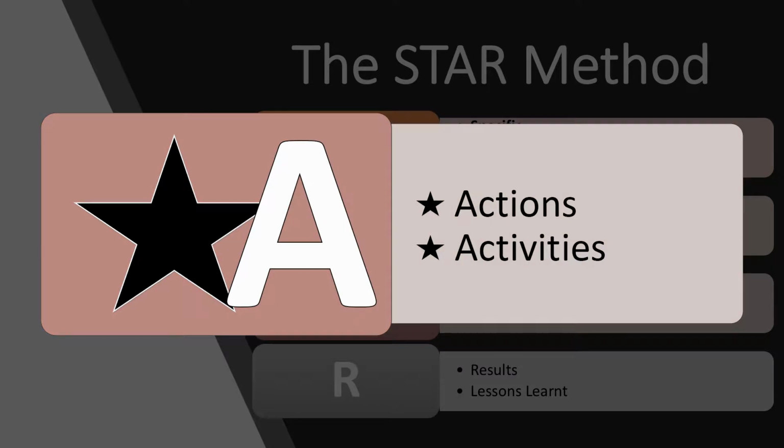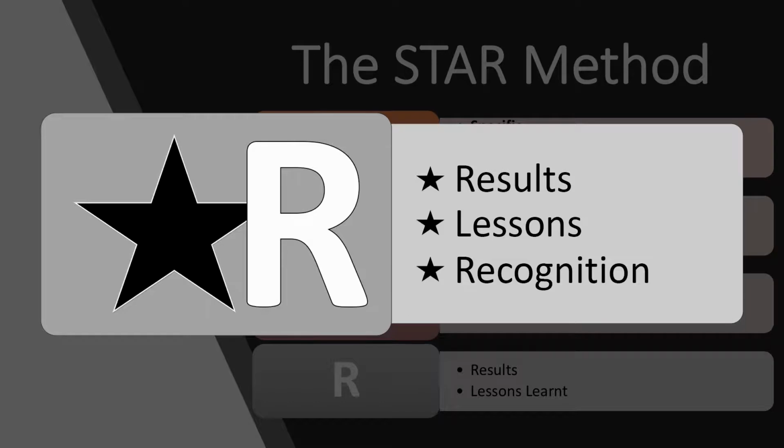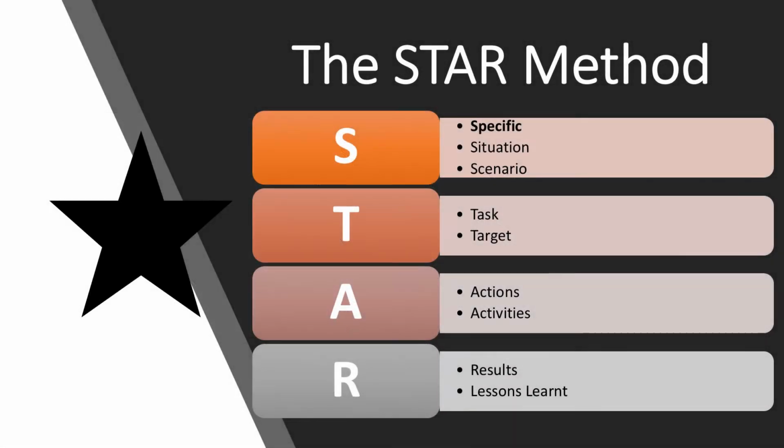The A is for your activity and your action. What activities were performed, what actions you took, or inactions, actions you avoided, would also fall under the A. In the R category would be results. Results achieved, recognition achieved. Key to the R, this is where lessons learned would also fall. Lessons learned are a really crucial result. So STAR: the situation, the task, the activity, the result.